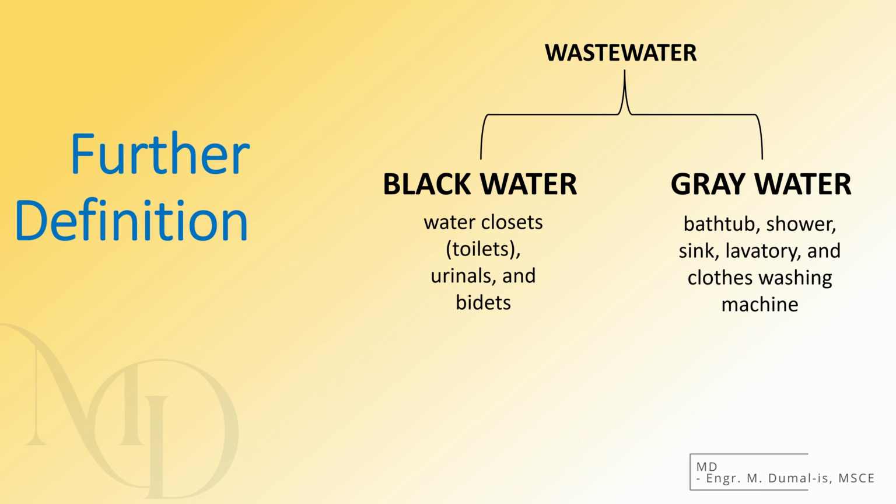Having seen examples, let us review their sources. The sources of black water are water closets or toilets, urinals, and bidets, while the sources of gray water are bathtubs, showers, sinks, lavatories, and clothes washing machines. Being able to identify where each type of wastewater comes from will be helpful when we discuss treatment and disposal methods later.